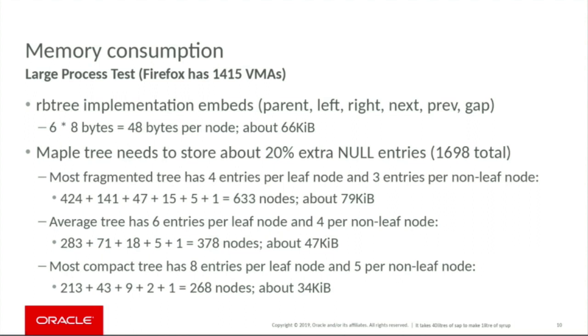We actually have pointers for that. So instead of walking back up the tree to the nearest common ancestor and then back down the tree, you just follow the pointer. So that's another two pointers. And then because the RB tree is also optimized for doing allocations, they also store the gap. So that ends up being six things the size of pointers that we allocate. So that's 48 bytes per node, and that works out to 66 kilobytes for these 1,415 VMAs.